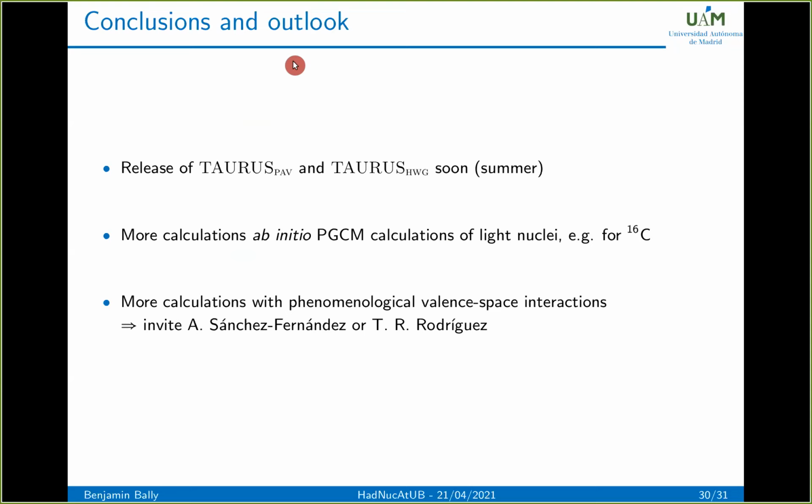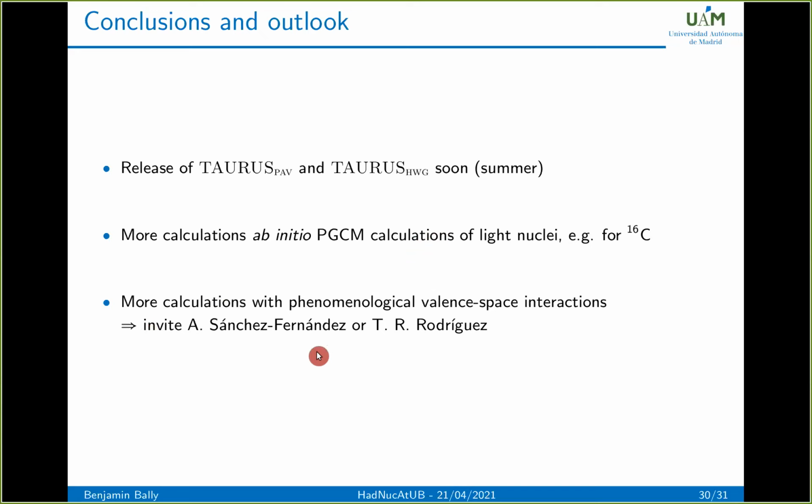So in the future, I think the immediate future will be the release of the two other codes to have the full numerical suite free and on the GitHub repository. I guess it could be done in a few weeks if I can focus on that. Also, to use the PGCM calculation to perform spectroscopy calculations on light nuclei, for example carbon cells, but I mean, we can imagine many other cases.